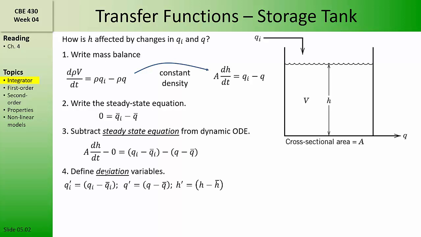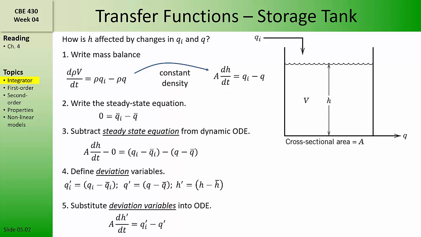This enables us to write the model equation in terms of what we call deviation variables or perturbation variables. Deviation variable and perturbation variable are synonyms. Throughout our text, the deviation variable is indicated with a prime, and it represents the dynamic variable minus its steady state value. So qi prime is qi minus qi bar. q prime is q minus q bar. And for the height, h prime is h minus h bar.